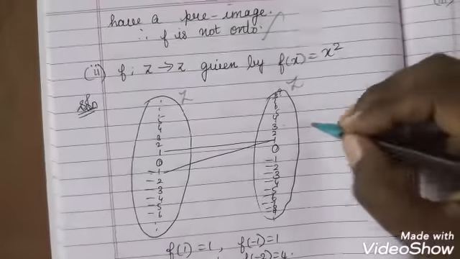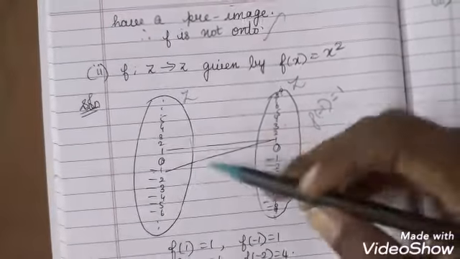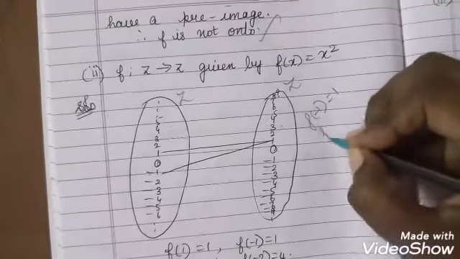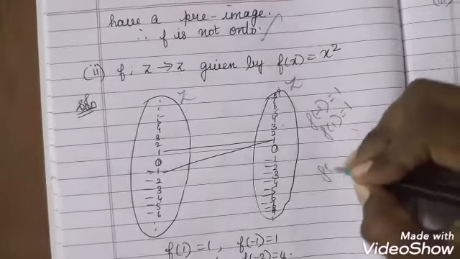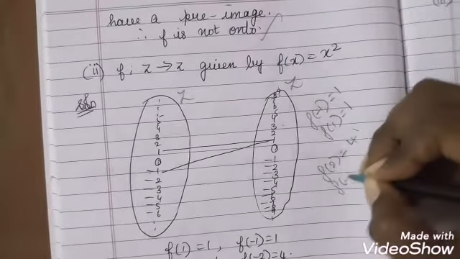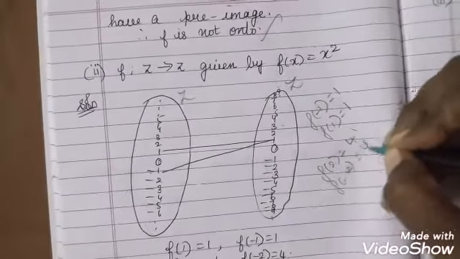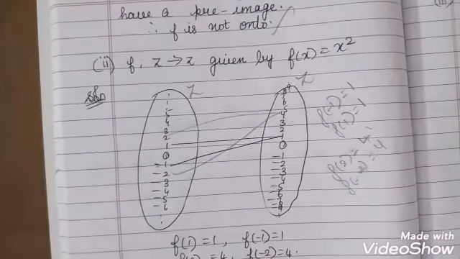So when I take f of minus 1, what is f of minus 1? It is equal to 1. When I take f of 1, what is f of 1? That is also equal to 1. Similarly, I take f of 2. What is that equal to? That is equal to 4. F of minus 2, what is it equal to? That is also equal to 4. So 2 maps to 4, and minus 2 also maps to 4.